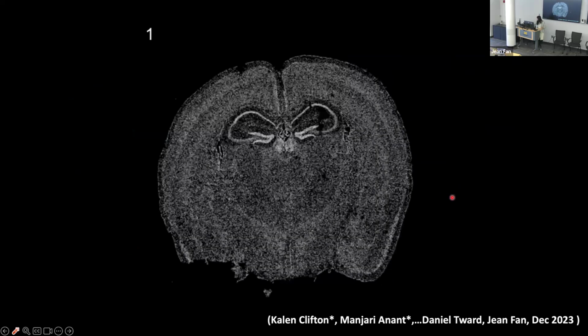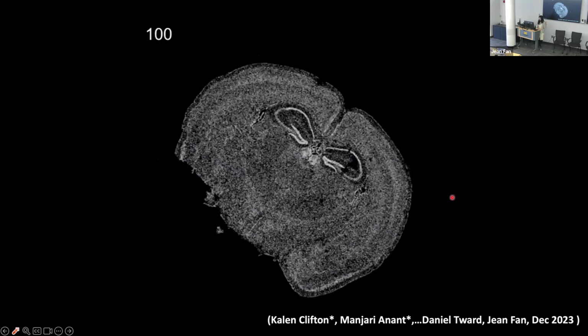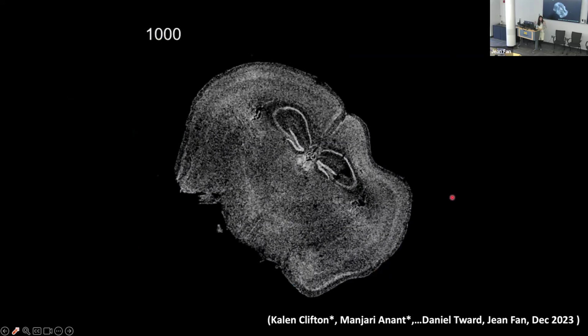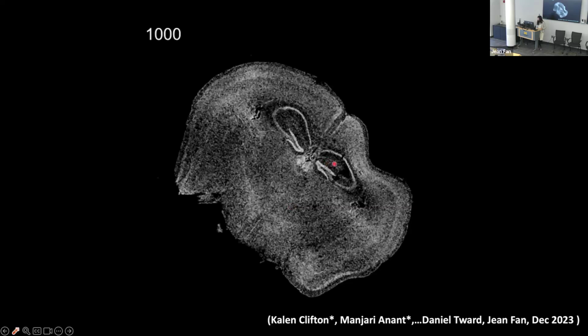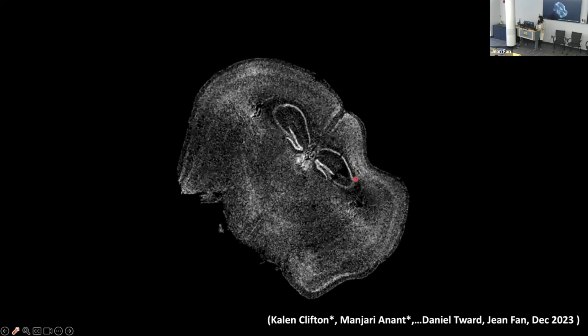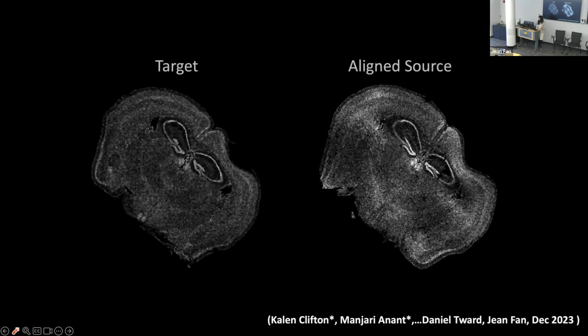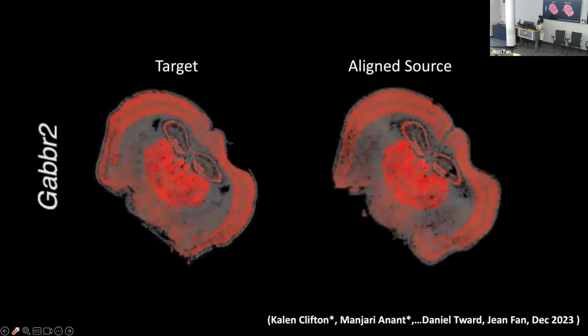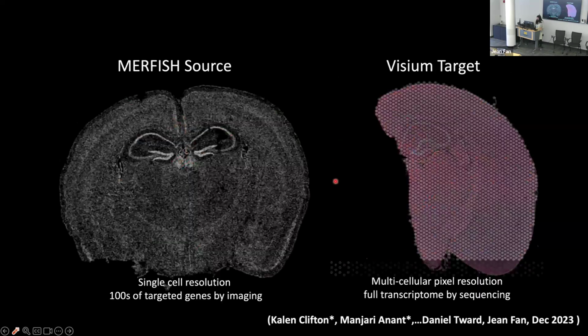So just to see that again, I hope you can appreciate there are these linear affine transformations, but also a lot of local diffeomorphism necessary to especially get, let's say, the hippocampal region to align well. But once we've made this alignment, now we can do all the fun downstream things. We can look at the expression of different genes and begin quantifying their transcriptional similarity. And likewise, we don't have to limit ourselves to just within technologies. We can also look across technologies.